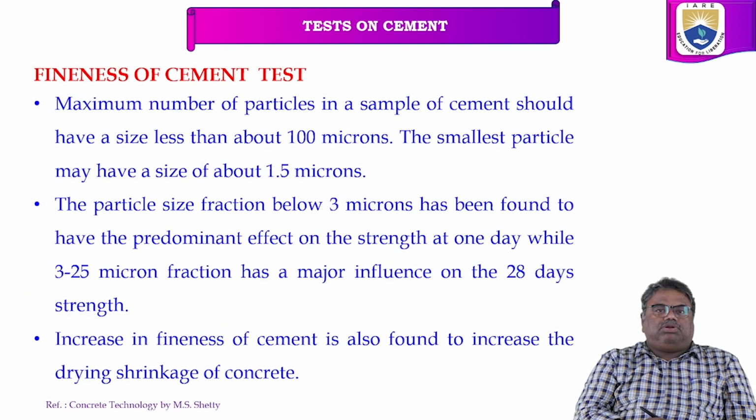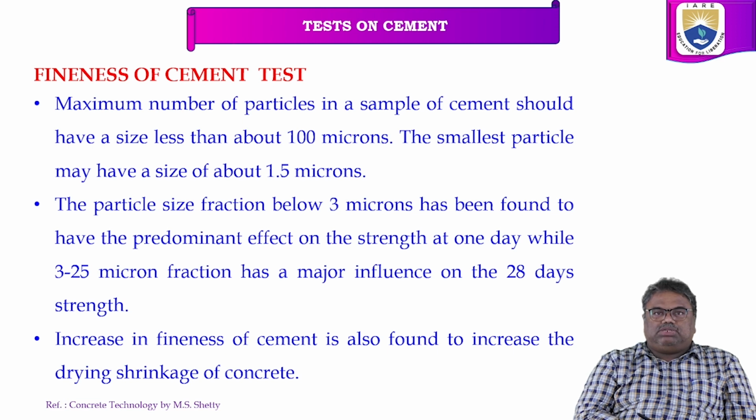The maximum number of particles in a cement sample should have a size less than 100 microns. The smallest particle may have a size of about 1.5 microns. So this is the particle size. All the particles of the cement sample we are taking for the fineness test should have a size less than 100 microns, and the smallest particle may have a size of 1.5 microns.